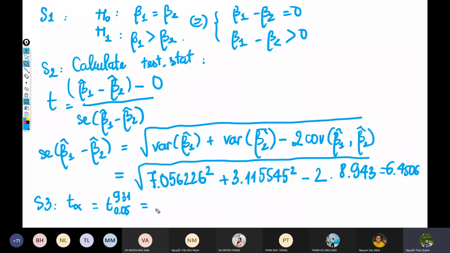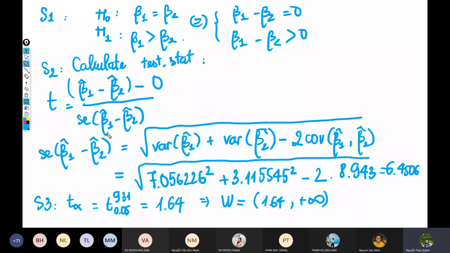Now, what is the value of it? Look it up in Excel. What is the value of it? Minus 1.64. Oh, not a minus, because this one is right-sided, then we have 1.64. Okay, so here we have the rejection zone. The critical region will be from 1.64 to infinity.